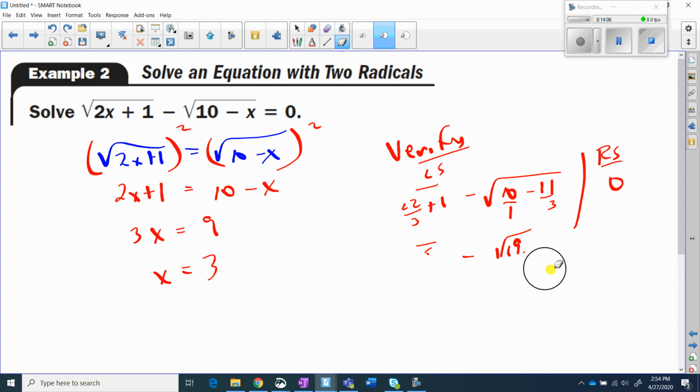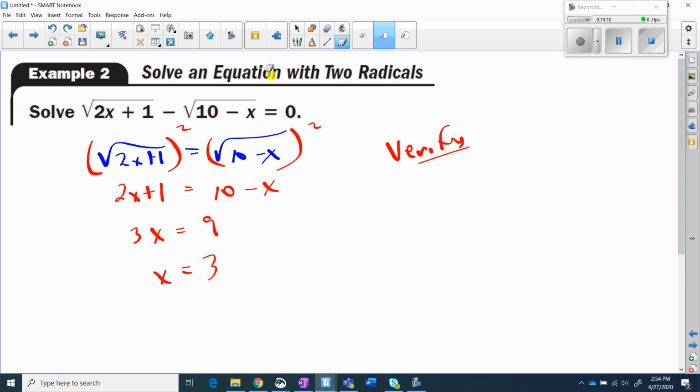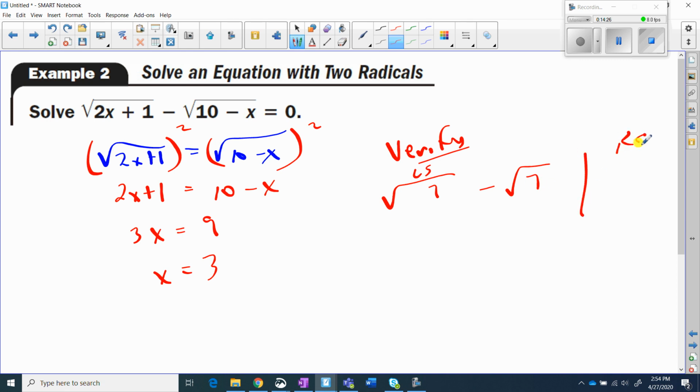Now let's double check and redo this. So now if x is 3, let's check our verifying. Square, so this is the left side. It will be 2 times 3, which is 6 plus 1, square root of 7, minus 10 minus 3, which is square root of 7. The right side is 0, 0, all good.